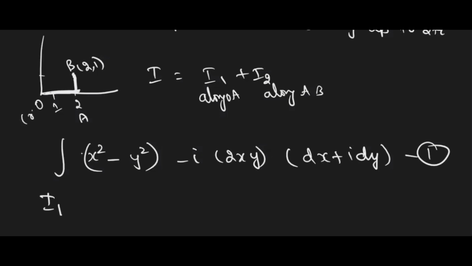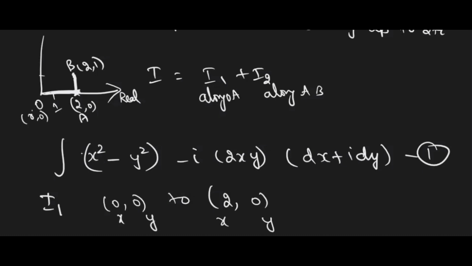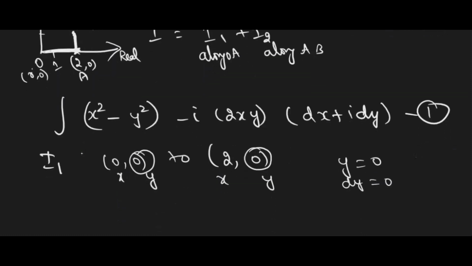Let it be equation 1. For I1 along OA, what is the point O? That is (0, 0). And A is (2, 0), with the real axis value 2 and imaginary axis value 0. Now if you see, one point is fixed and one point is changing. This is x, this is y. y is 0 in both cases. y is 0, so what happens to dy? dy also will become 0. Only x is changing from 0 to 2.